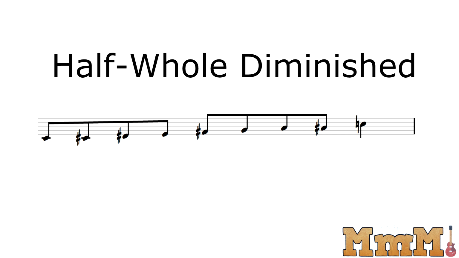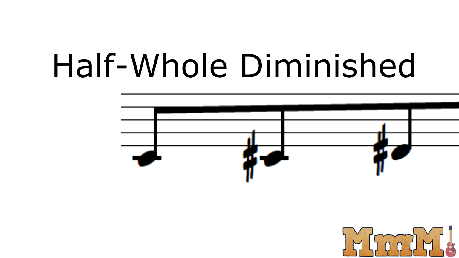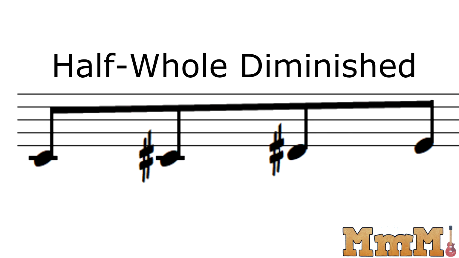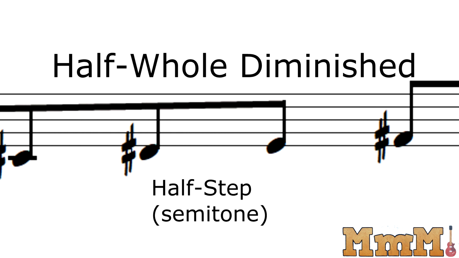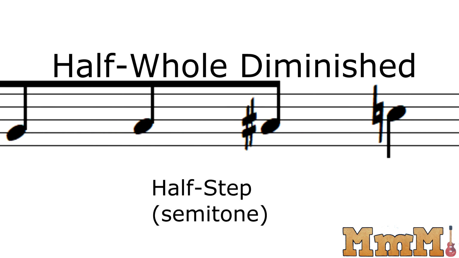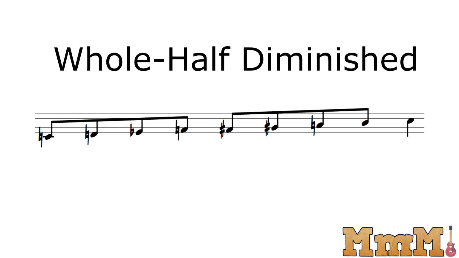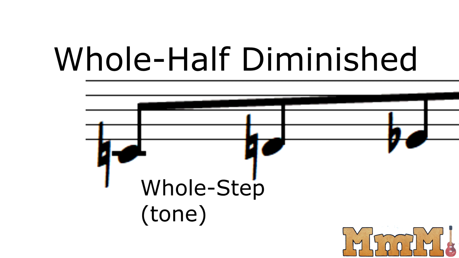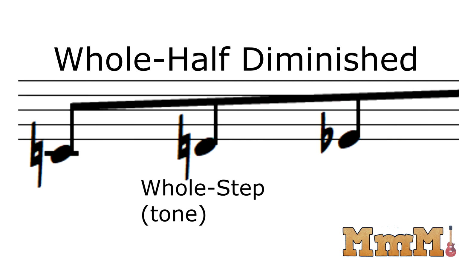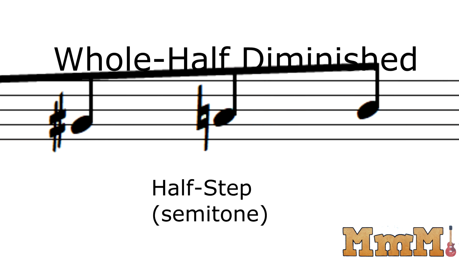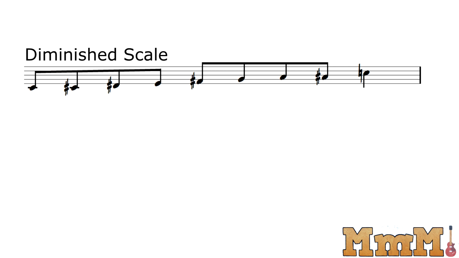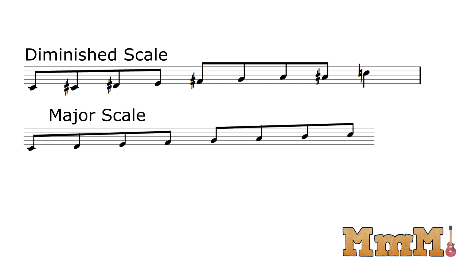A half-whole diminished scale starts on the root and proceeds to ascend up a half step, followed by a whole step, followed again by a half step, half step, etc., until you reach the root again. The whole-half diminished scale is simply the opposite. It starts by ascending up a whole step rather than a half step and then alternates accordingly. This scale has a couple of unique properties. The first is that it's an 8-note scale rather than the normal 7-note scale that we're used to.